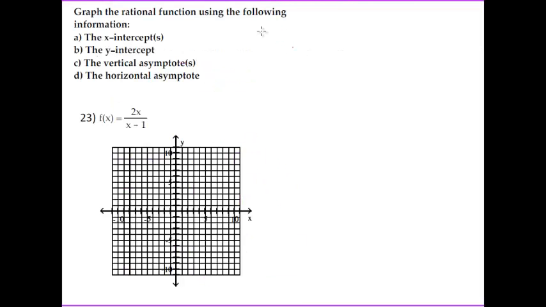Alright, on 23 and 24 we graph the rational function using the following information. Part A, to find the x-intercepts, you set the top of your fraction equal to 0 and solve, which I divide by 2 on both sides and get that my x-intercept is x equals 0. Part B, to get the y-intercept, you put 0 everywhere that x is. That gives me 0 over -1, which is 0. And so for my graph, that means I've got a point at (0, 0), because my x and y-intercepts are both 0.